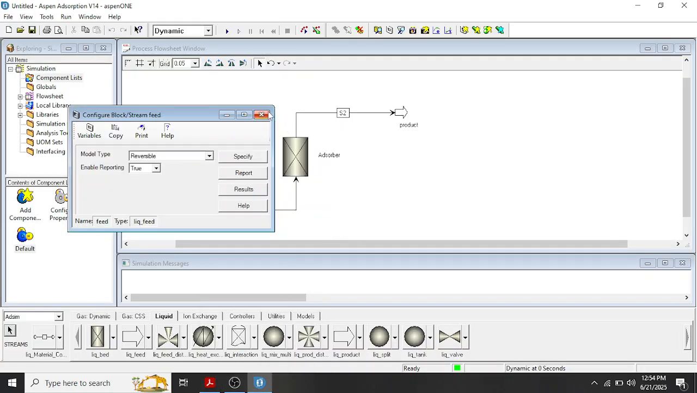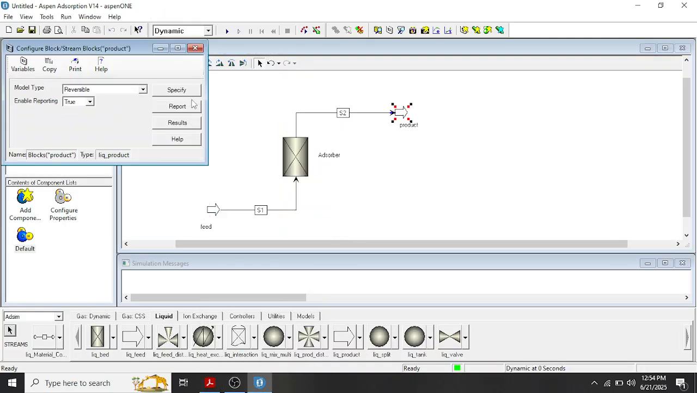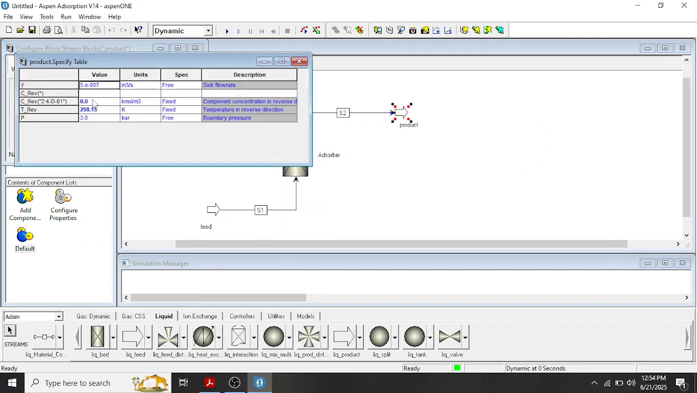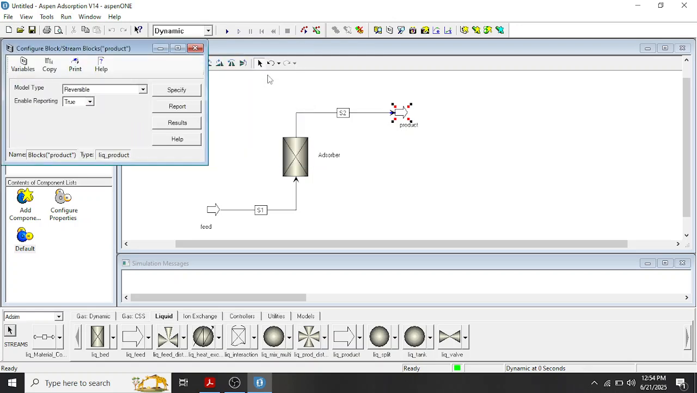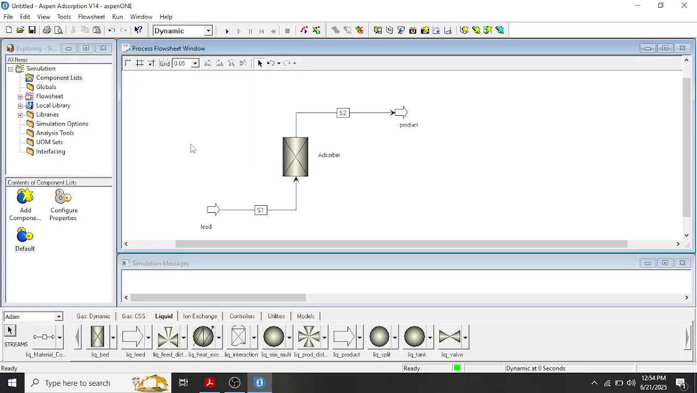So we will assume this one to be 0. In the beginning, the concentration of the 2,4-dichlorophenolic compound in the product stream will be 0. This is free. This can be this value or another value. When we start this Aspen Adsorption dynamic process, this will automatically change. Okay, close this one.